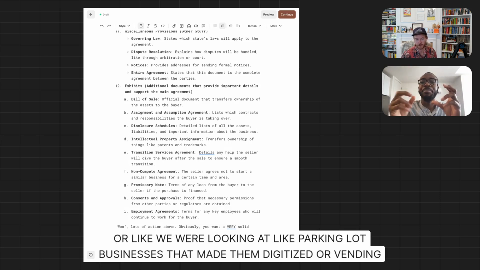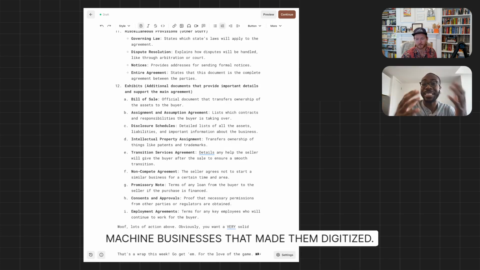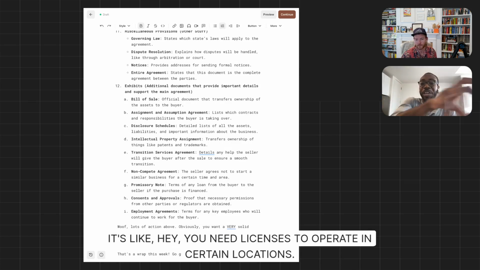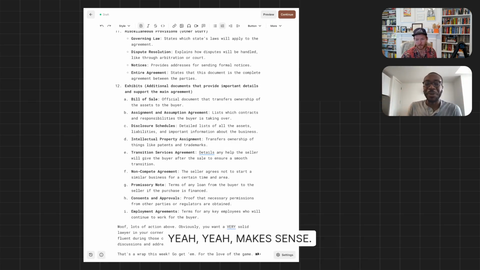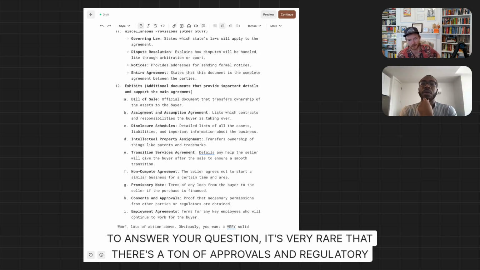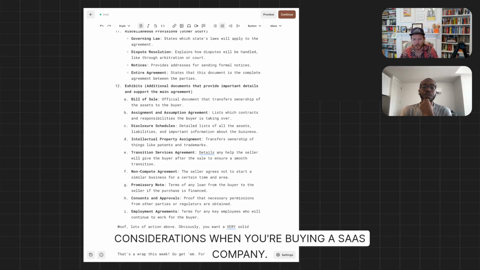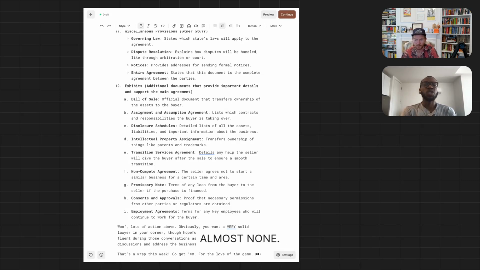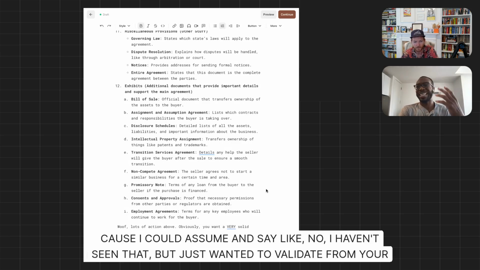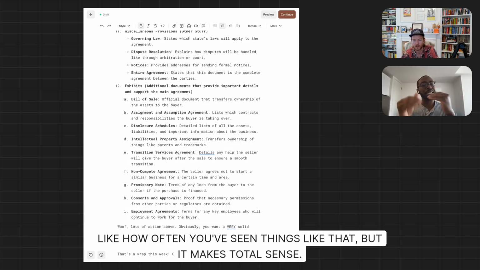Or like we were looking at parking lot businesses or vending machine businesses that made them digitize. It's like, hey, you need licenses to operate in certain locations. Exactly, and that's more on the user level. So to answer your question, it's very rare that there's a ton of approvals and regulatory considerations when you're buying a SaaS company. Almost none. I just wanted to validate that from your experience as well, like how often you're seeing things like that. But it makes total sense.